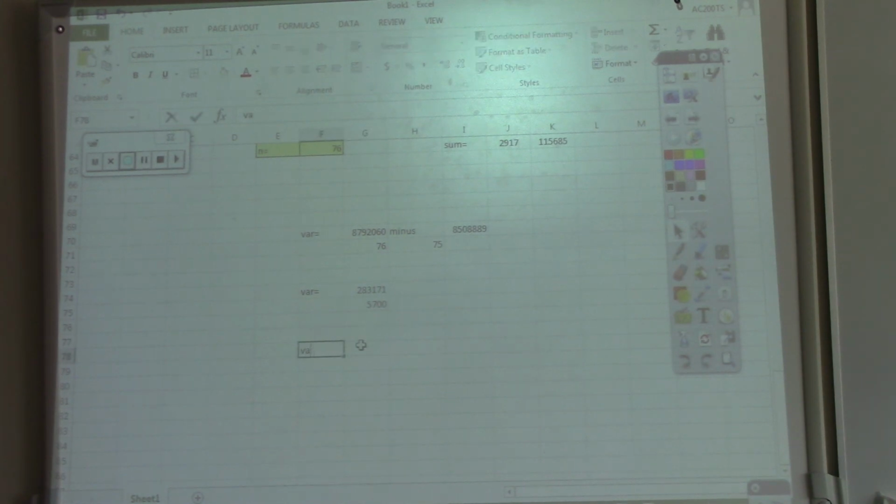And then variance is equal to this divided by this. And then what do you do to the variance to get the standard deviation? Take the square root. Or raise it to the 0.5 power. Raised to the 0.5 power, and I get 7.05.